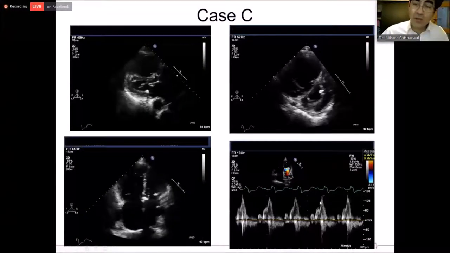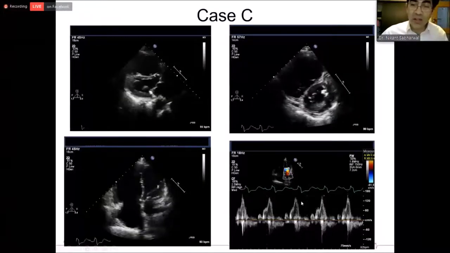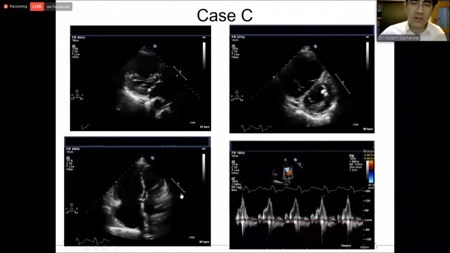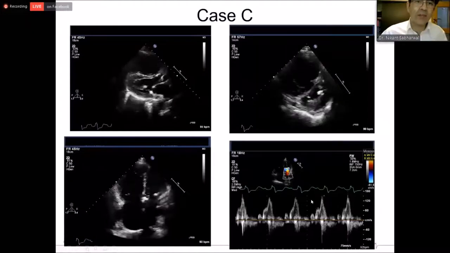Mitral inflow isn't too bad. For an 89-year-old, this is actually pretty good. So just some mild diastolic dysfunction. We can measure tissue Doppler and everything else, but this is still just mild diastolic dysfunction. Her left heart is not the problem in this particular case.